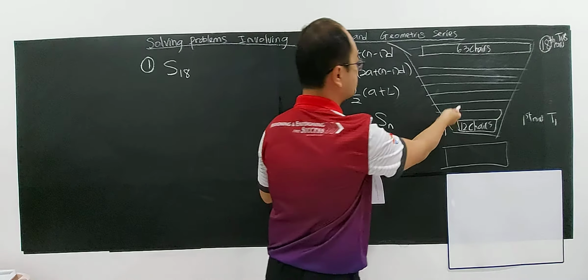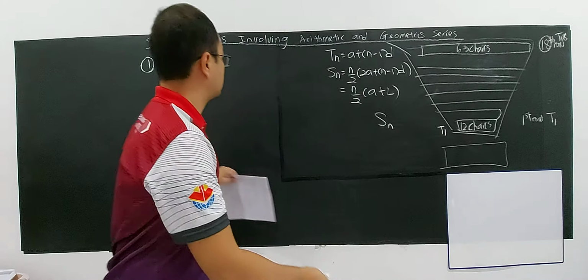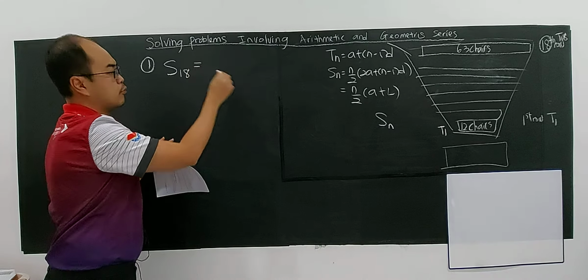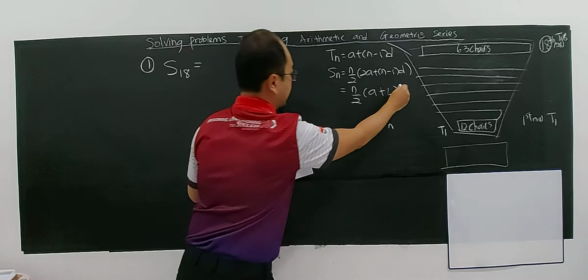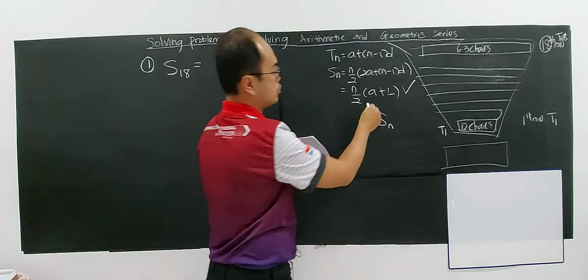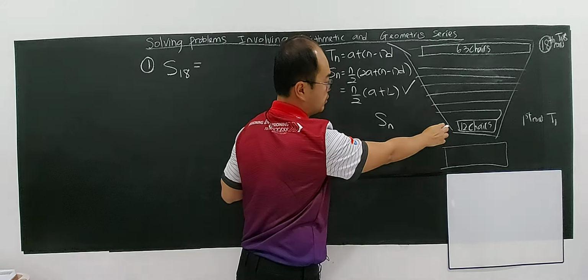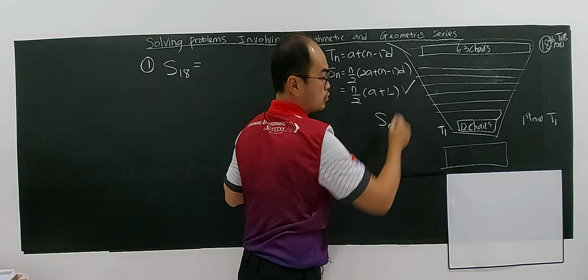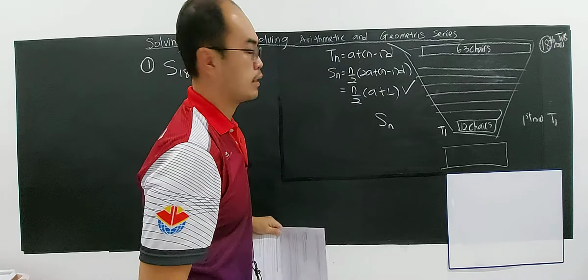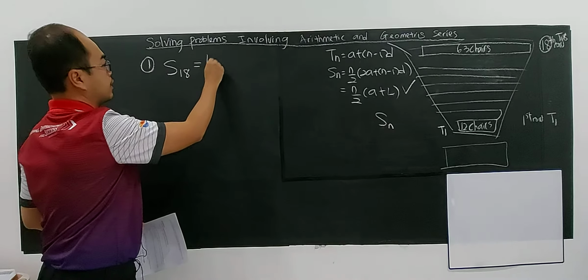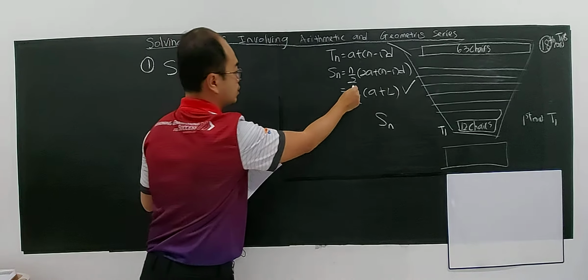Because there are 18 rows of chairs, you will have T1 up to T18. Then actually it is better to apply this formula. Why? Because you know the first term. The first term is 12 and the last term is 63. So you have to apply this formula. It's easier compared to applying the other formula. So you have 18 over 2, n over 2.